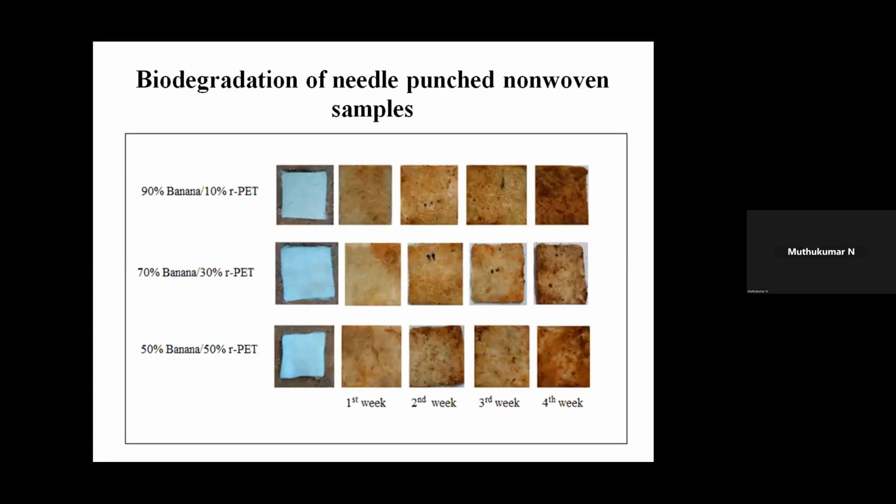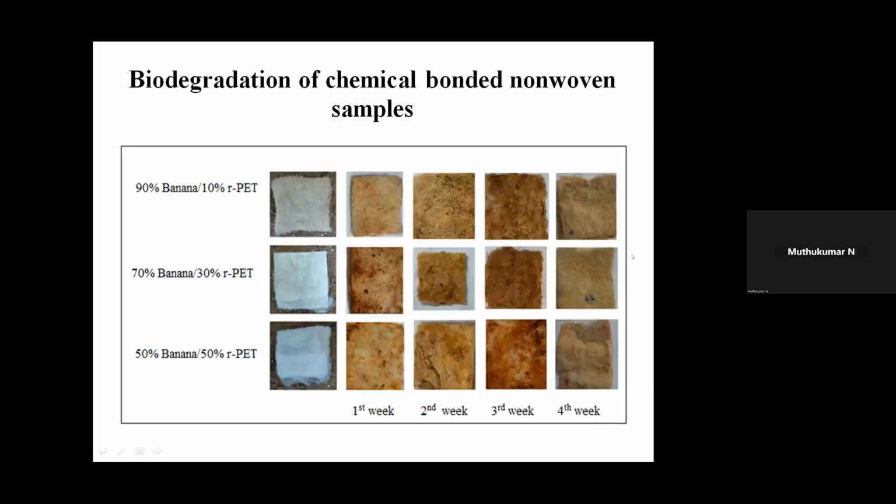So these are the biodegradation results. We carried out the study for 4 weeks. This is the biodegradation of the needle punch nonwovens. While comparing among the three, the nonwoven 90-10 has better degradation compared to 70-30 and 50-50. This is the biodegradation of chemical bonded nonwoven samples. Here also the 90-10 has better degradation compared to 70-30 and 50-50.